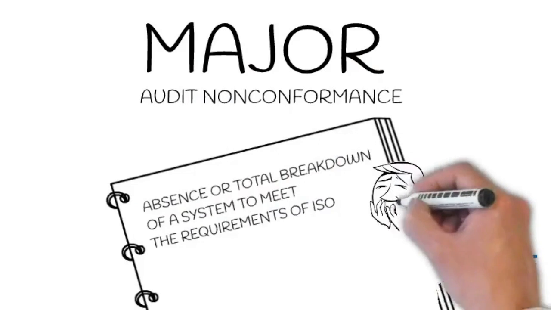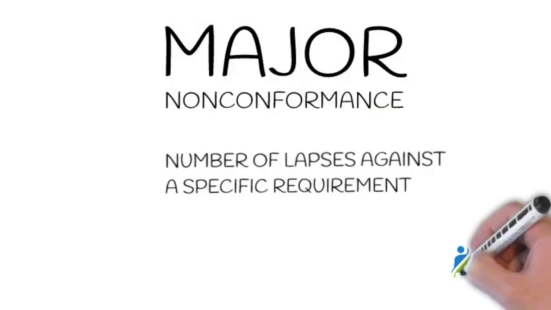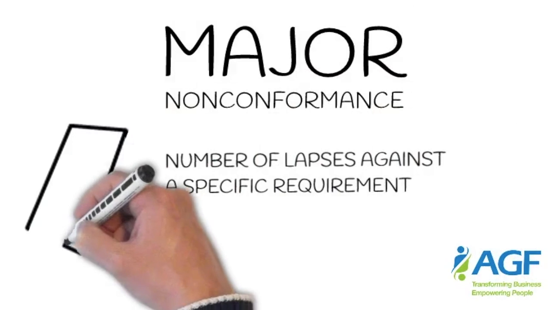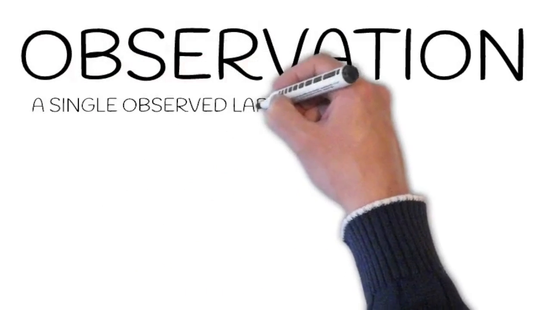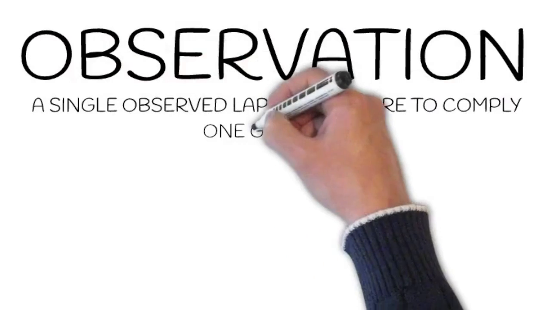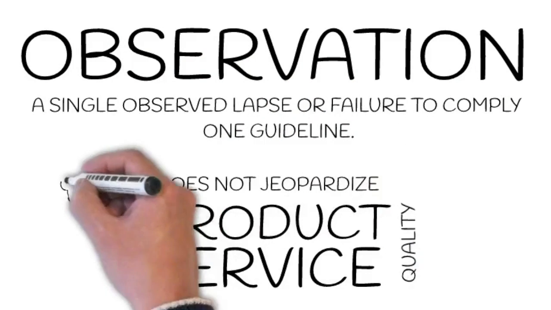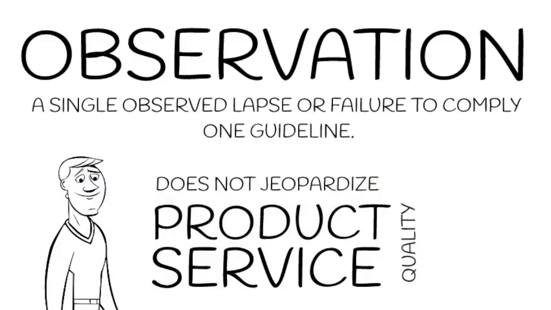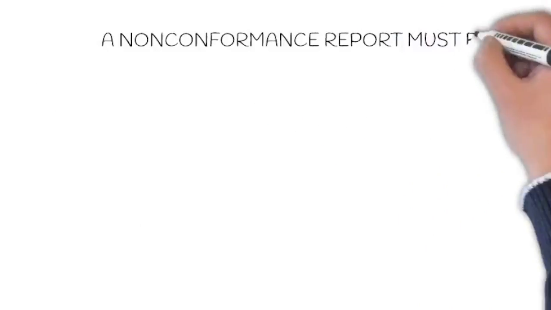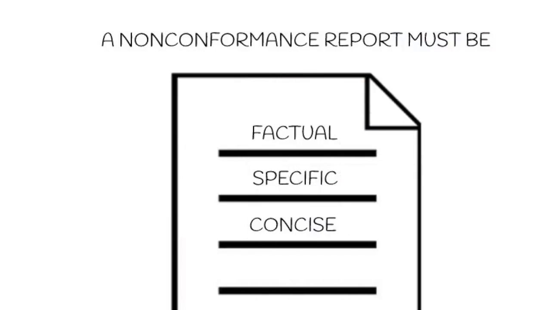It can be raised as major if there are a number of lapses against a specific requirement to the extent that there are actual adverse effects on the customer satisfaction and quality of product or service. Observation: a single observed lapse or failure to comply with one guideline or company procedure or work instruction which does not jeopardize product or service quality. This may not require corrective action. But always remember that a non-conformance report must be factual, specific, and concise.